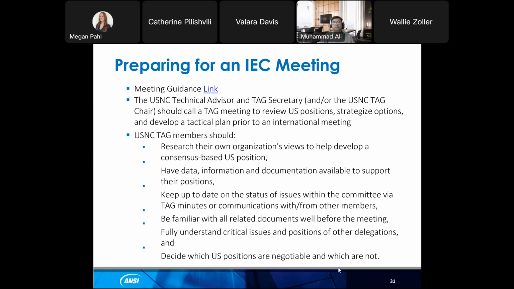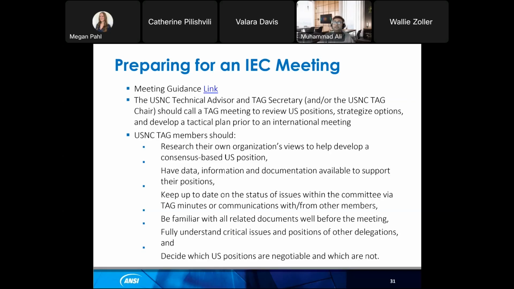position. But before you go into these tag meetings, you as a tag member should research each of these agenda items, determine your organization's view and the position that you will be taking, and then a consensus will be reached within the USNC tag to essentially establish the US position on that agenda item.